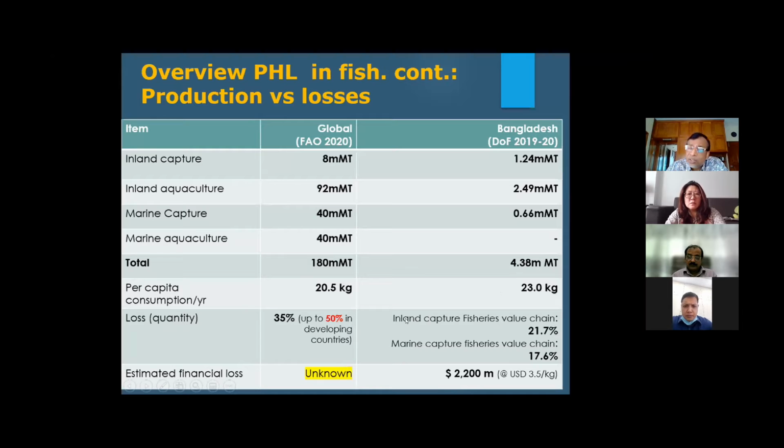We have conducted a pilot assessment in capture fishery, both marine and inland fisheries, and we found 21.7% loss in inland capture fisheries, and in marine fisheries, the loss incurred is 17.6%. If we transfer this loss into value, we found that it is 2,200 million US dollars if we consider 1 kilo at the rate of 3.5 US dollars per kilogram.